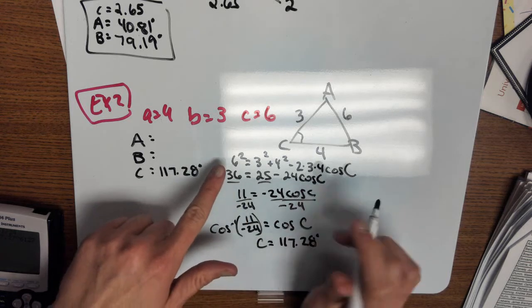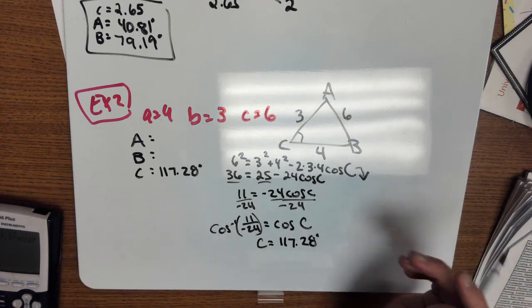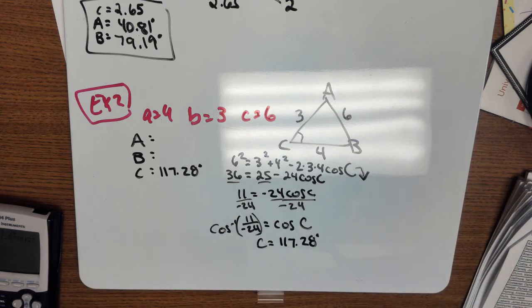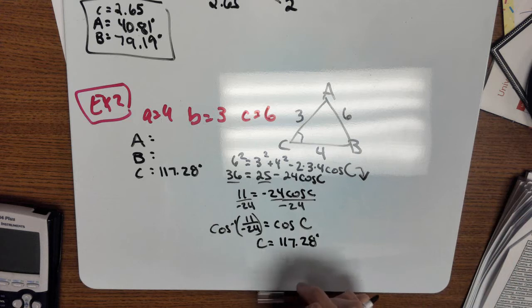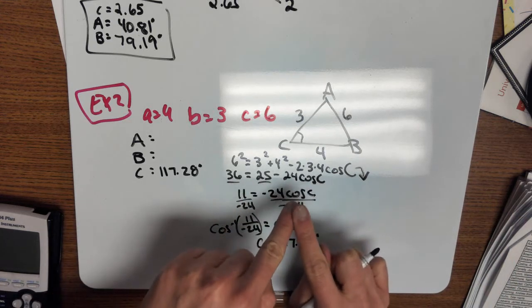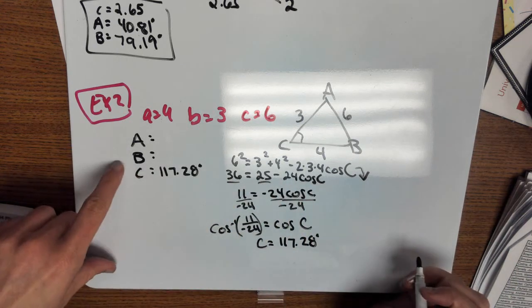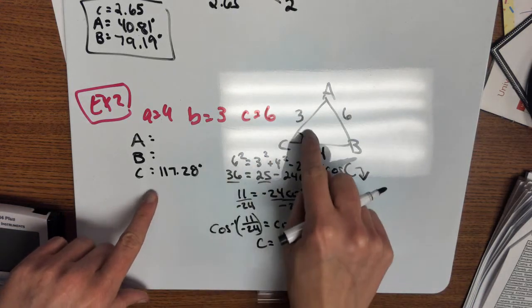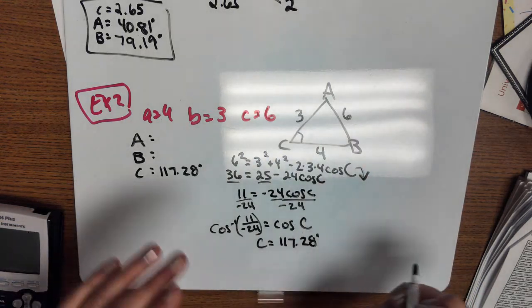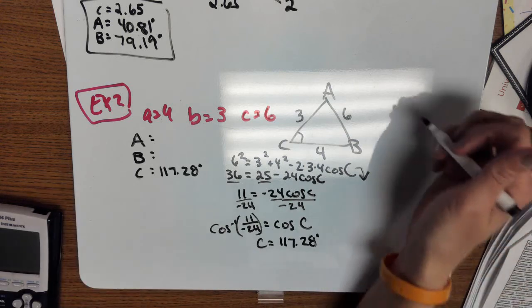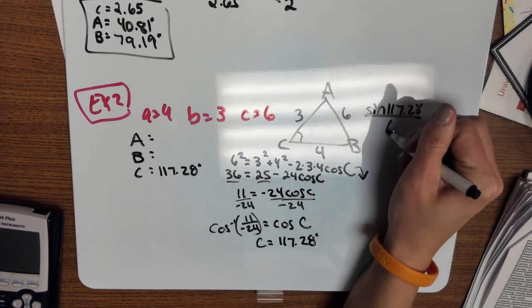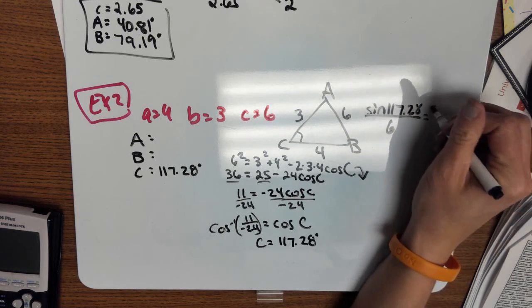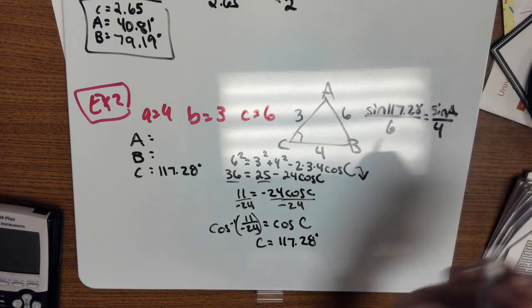Now at this step, from step 1, a shortcut, you could type in 6 squared minus 3 squared minus 4 squared and that will give you 11. So you don't have to necessarily write it out, but if you're prone to making that mistake of combining unlike terms, write them separate. Now if I know C, we have a corresponding angle inside, I can do law of sines, which is nice. Law of cosines should only be used once, so we'll say sine of 117.28 over its side, which is 6. Doesn't matter, I'm going to go for A, so sine of A over 4.